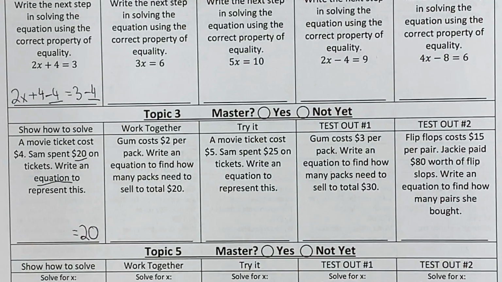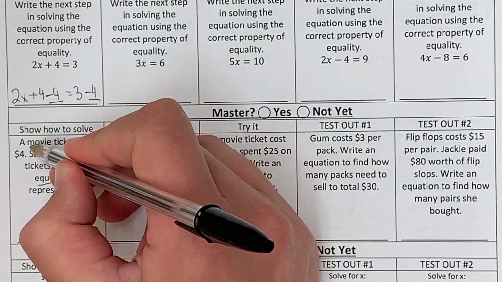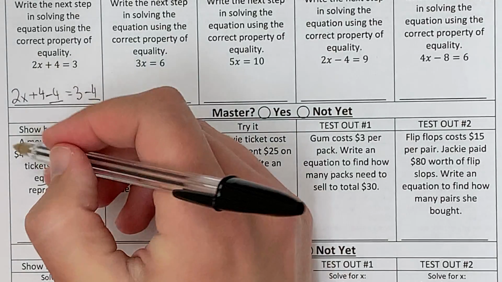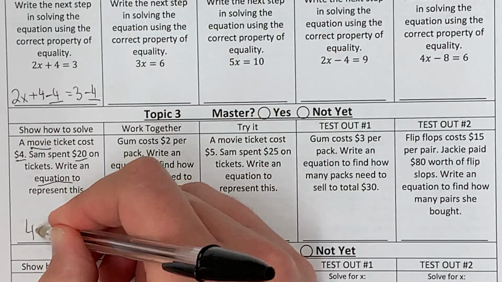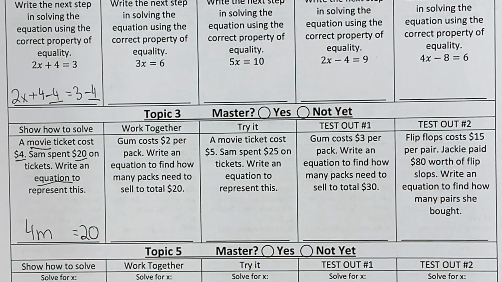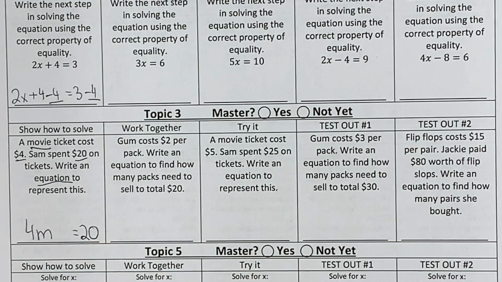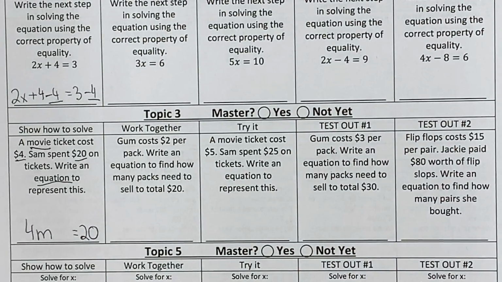A movie ticket costs $4, right? So I'm going to choose M for my variable because I don't know how many movie tickets, right? That's what we're going to have to work out and find. But I do know they all cost $4. So we're going to do 4M. 4 times the number of movie tickets sold equals 20. And there we go. All right, let's do the next one.